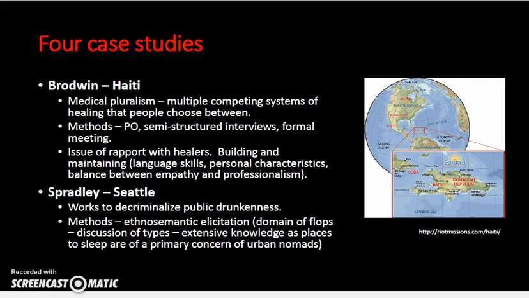But some of the things that any anthropologist would use to build rapport would be speaking the same language as the individuals that you're working with, so having those language skills in place. Also the personal characteristics of the anthropologist, and sometimes you have the case where there's not necessarily a meshing of those personal characteristics with the culture as a whole and beliefs in the culture as a whole. And again, this is something that has to be maintained over time. It's not just, well, I've got rapport, I'm going to continue to have rapport.